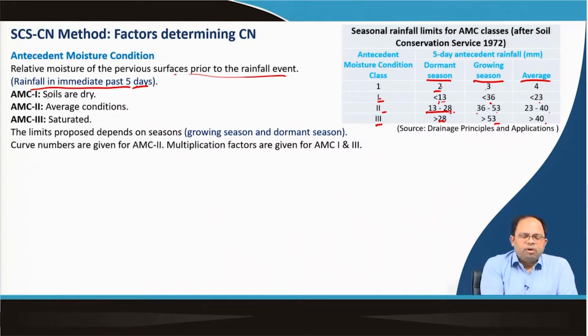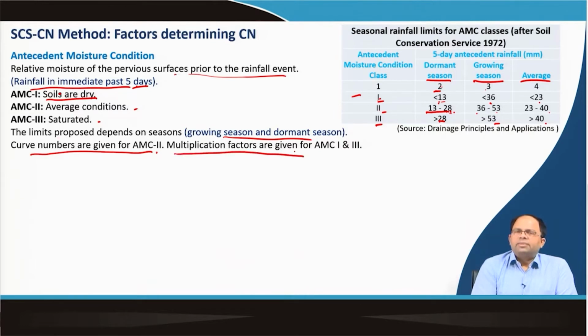Now, we say that AMC1 means soils are dry, AMC2 is average condition, and AMC3 is saturated. All the curve numbers, with the season also considered, the growing season, dormant season, and so on, are given for AMC2. So, if it is AMC1 or AMC3 for a particular area, there are 2 multiplication factors given. I have not shown those, they are a little complicated equations, but these are standard equations. You can multiply the curve number with those factors and get the curve number for AMC1 or AMC3.